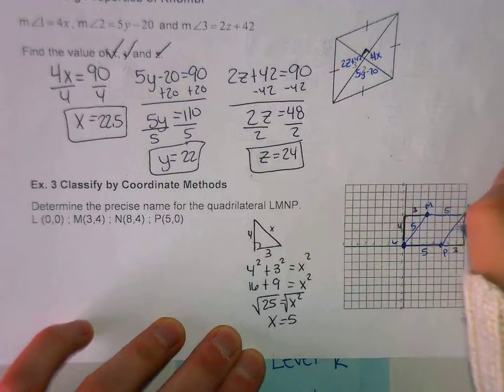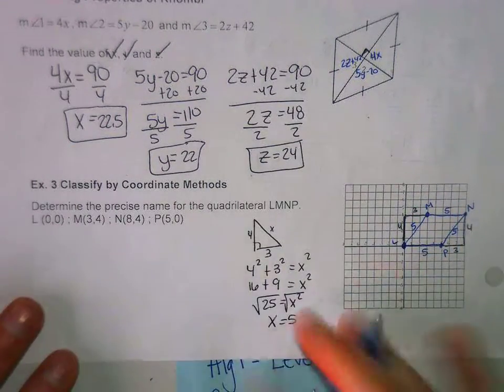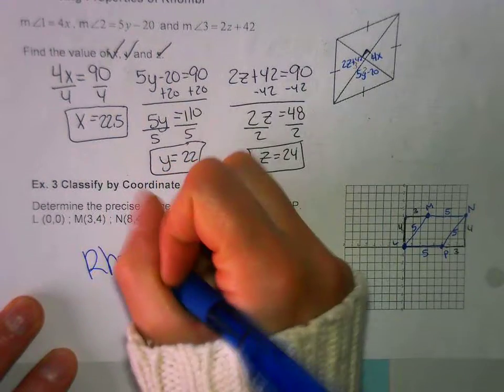So if I know all 4 sides are 5, I know this is a rhombus.